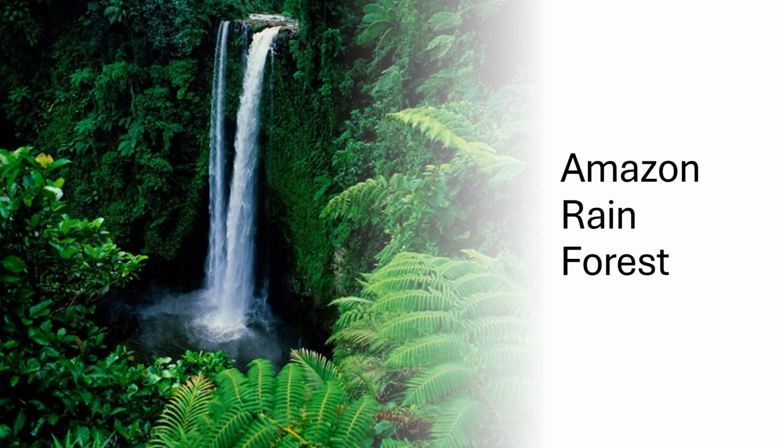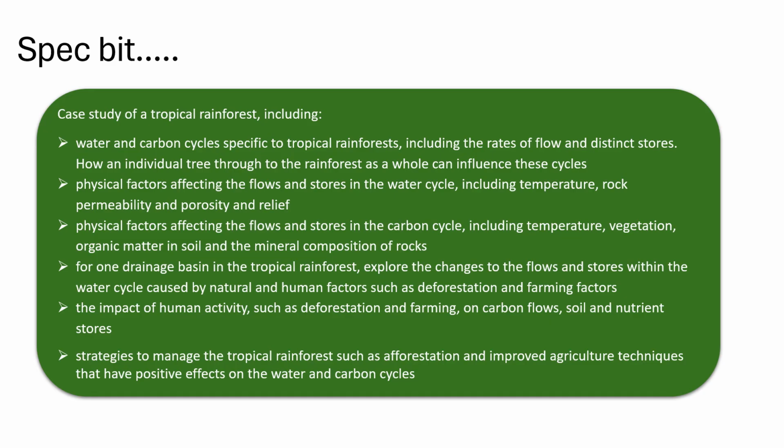Today we are going to be looking at the Amazon rainforest. It's part of the OCR unit on Earth's life support system. And we're going to be thinking a lot about how the water and carbon cycle are specifically adapted to the Amazon. So here's the spec. This is what we're looking for in this case study.